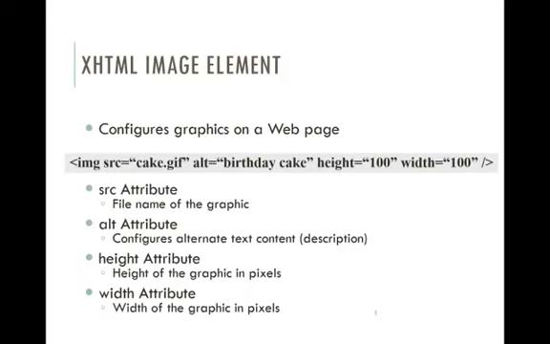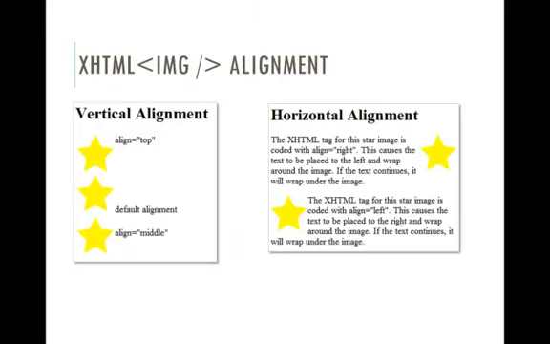In XHTML, you use an image element by IMG. You then configure the graphic on a web page by telling it where the source is, and that's the file name of the graphic. The alt attribute will configure alternate text content, which is just a description of what this image is. That's in case the image doesn't load or if somebody has a reader turned on, they can get the image's description. And then the height and the width of the graphic can be set in pixels. This is what it's going to look like.